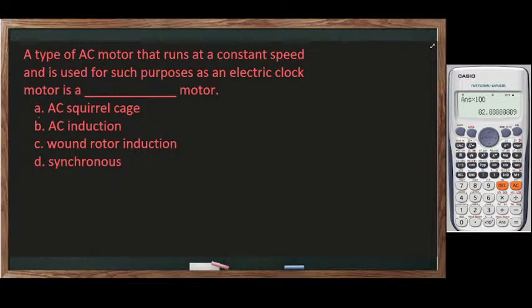Answer, no? So the correct answer is letter D, no? Synchronous motor. So yung synchronous motor, it runs at a constant speed, no? Kaya perfect siya for electric clocks, no?